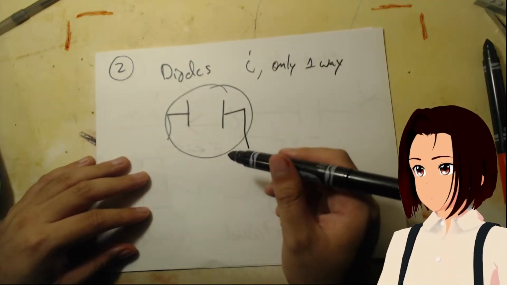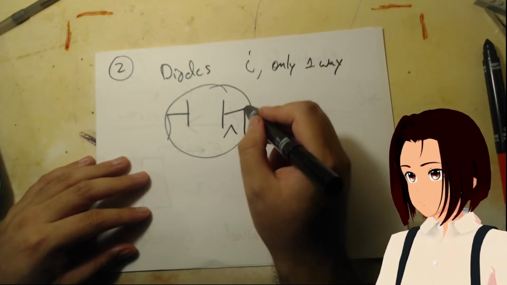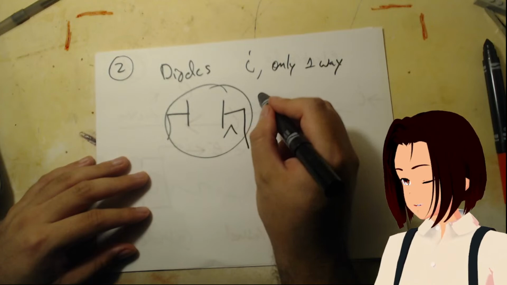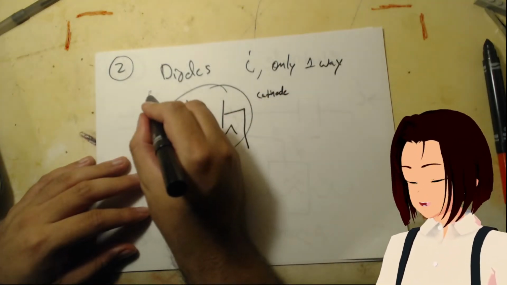So maybe this has a filament too. So this right here is the cathode. We're going to call this the cathode. And this right here is called the anode.